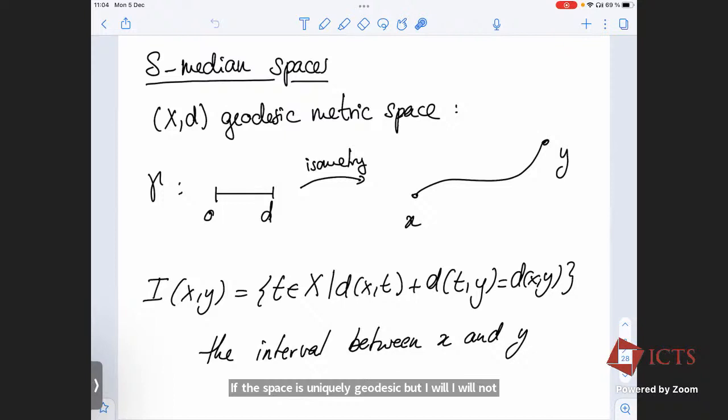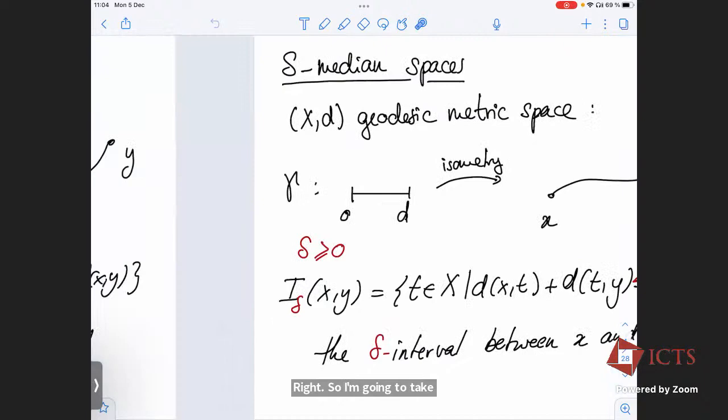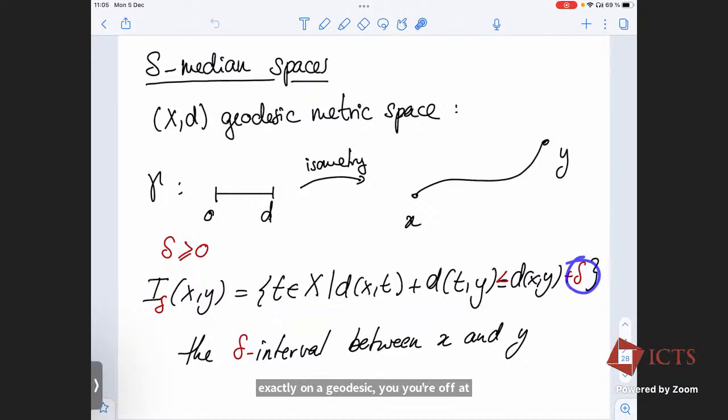Right. So I'm going to take delta intervals. So here you have the intervals. You can see that those are the points that are on a geodesic between x and y. And if I'm looking at delta intervals, you're not exactly on a geodesic. You're off a geodesic, but not by much, by some uniformly bounded delta. And if delta is equal to zero, it's the usual interval. Right, so nothing very difficult here.